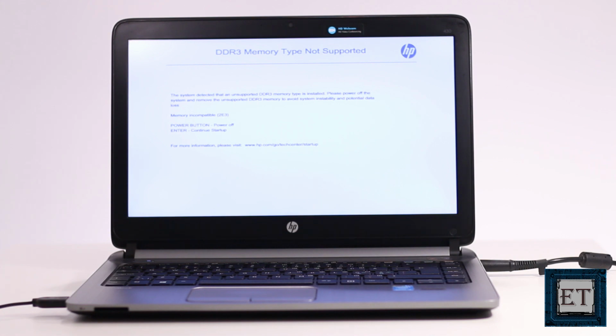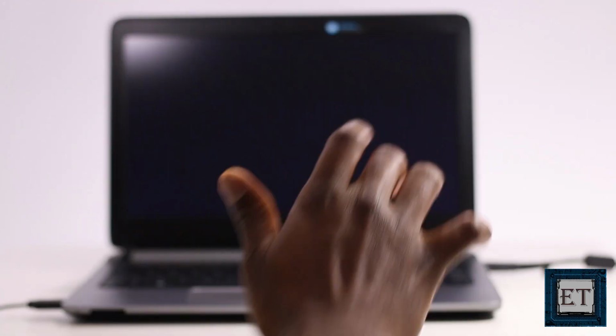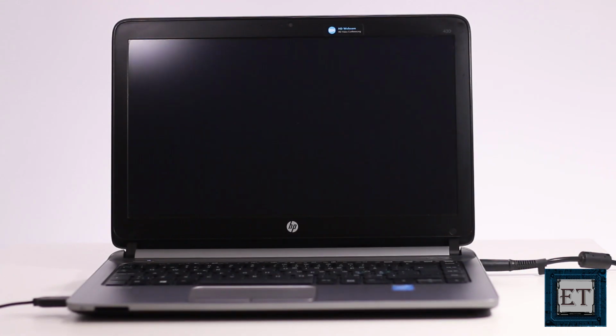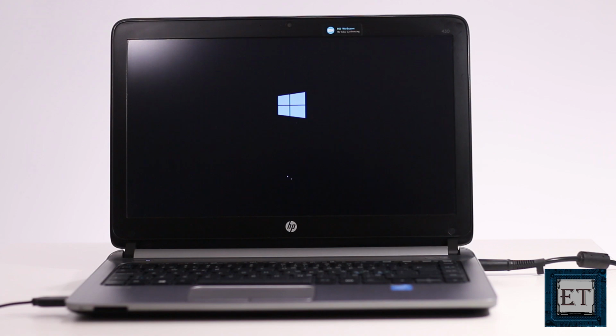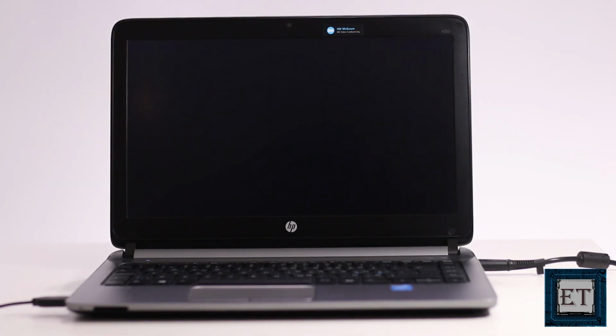So is it possible to use a DDR3 on a 4th generation Intel processor? Well, it is possible on some laptops, but is it advisable? Definitely not. As you can see on this one, when I hit the enter button, the laptop would boot up normally. And the reason for this is because both DDR3 and DDR3L have the same clock frequency of 1600 MHz.